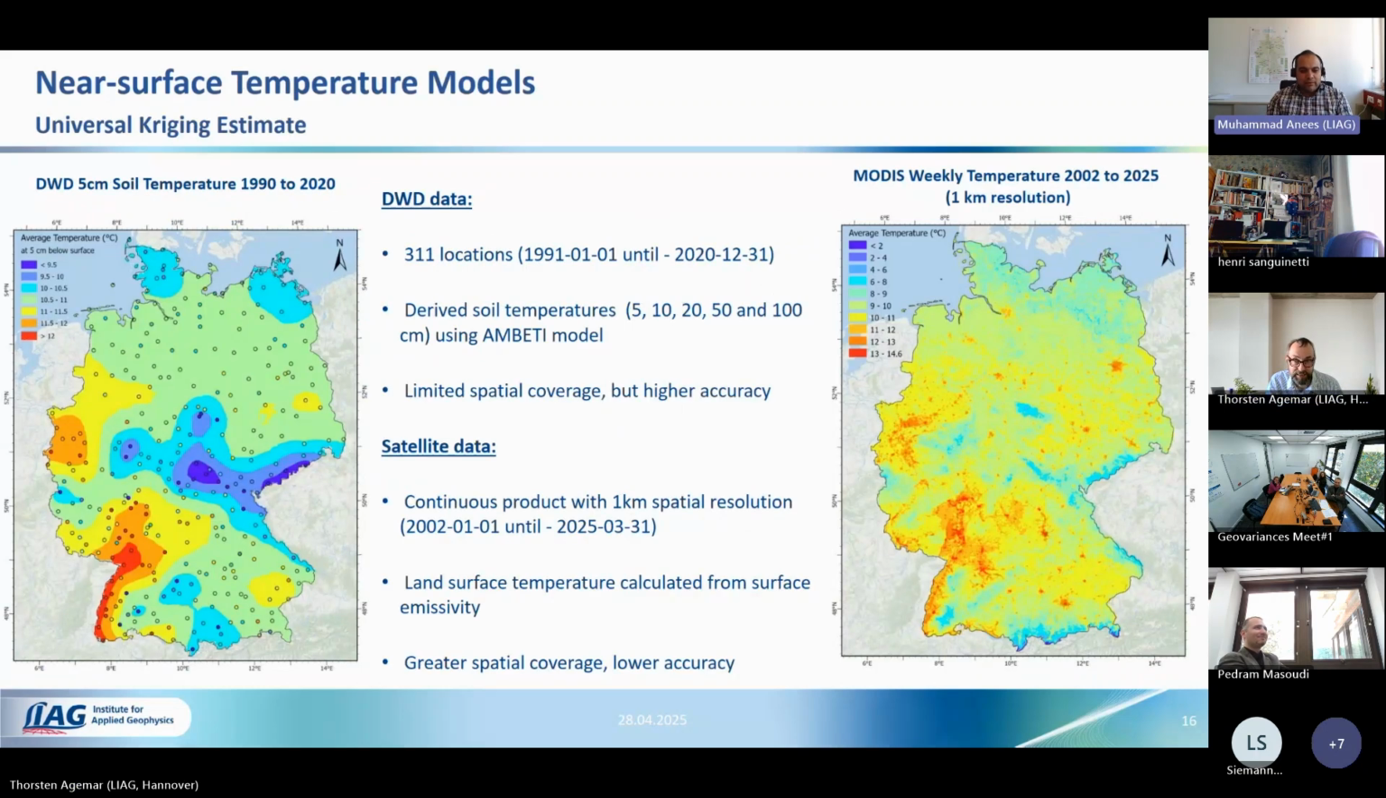So first, in this regard, we collected German weather service DWD data. They have around 300 locations all around Germany, where, although they use the air temperature collected 2 meters above the surface, they also have different sensors in the soil, like moisture and different thermophysical properties of soil, for which they collect real-time information. And using the AMBETI model and this air temperature, they calculate a derived soil temperature at different depths from 5 centimeters to 100 centimeters.